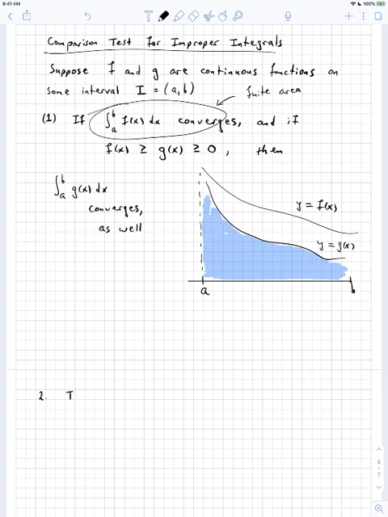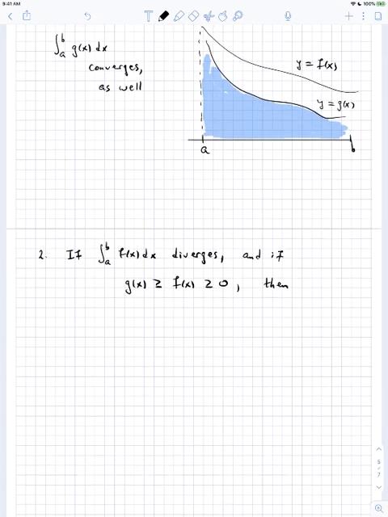And it says that if the integral from a to b of f of x dx diverges, and if, in this case, you know that g is bigger than f of x, which is greater than or equal to 0, then what does that tell us? Well, now we're looking at a different picture.